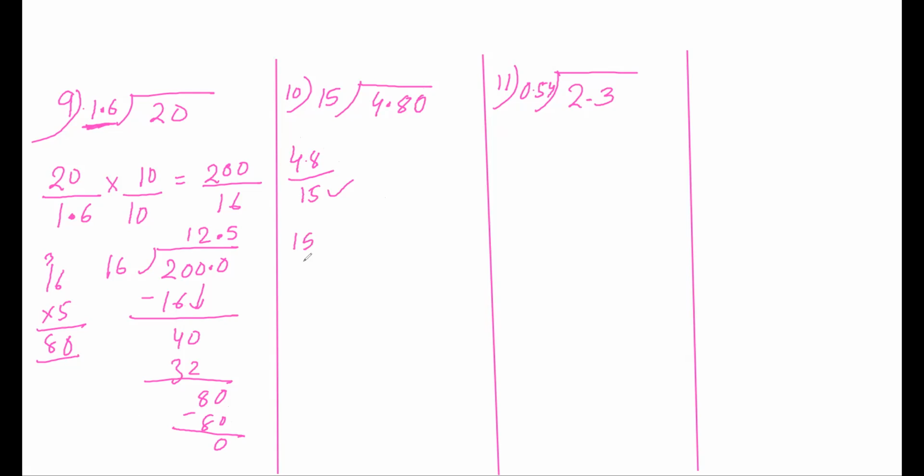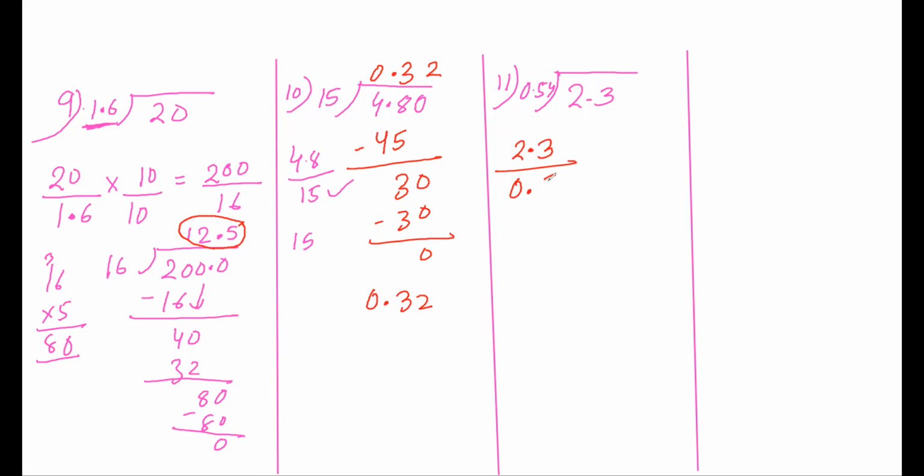15 times. Please, girls, this is your question. This is your answer. 15 times 3 is 45. And 15 times 2 is 30. Where should I put a point? Of course, before here. My answer is 0.32.